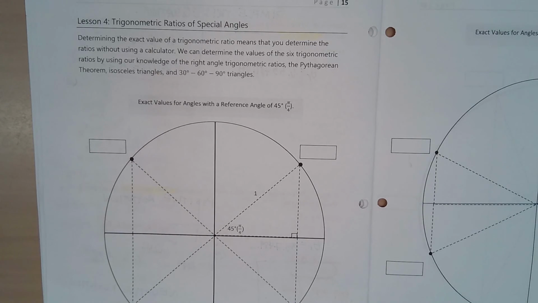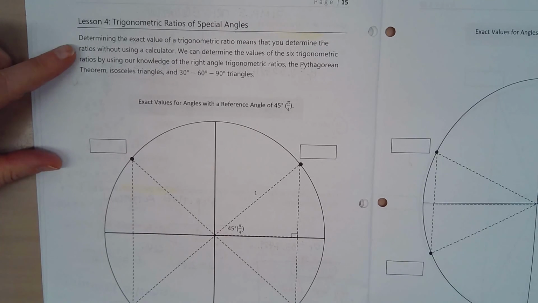The reason we're able to do it from your memory is because the relationships in trig have a really unique relationship, and it starts to make sense the more you study them. So what we're going to do is, they're called special angles, and you'll see why they're special. It says, determining the exact value of a trig ratio means you determine the ratio without a calculator. So now we're talking about the ratio itself.